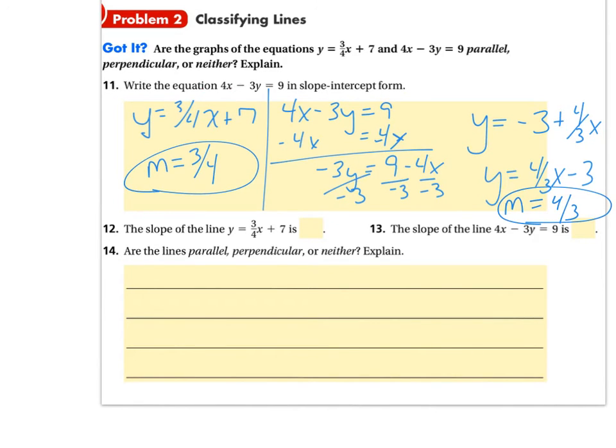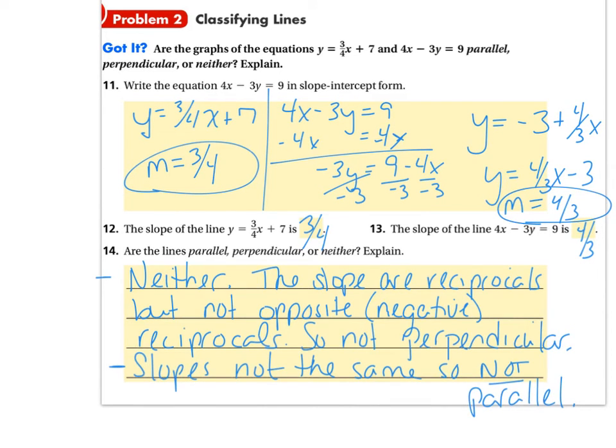So is the slope the negative reciprocal? As you can see, it's reciprocal, but it's not the negative. Since the slopes are not the opposite reciprocals, nor are they the same, the answer is neither. The slopes are the reciprocals, but since they're not the negative reciprocals, the lines are not perpendicular.